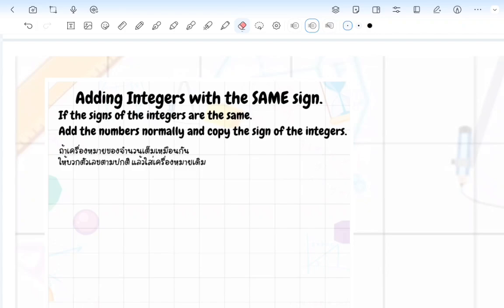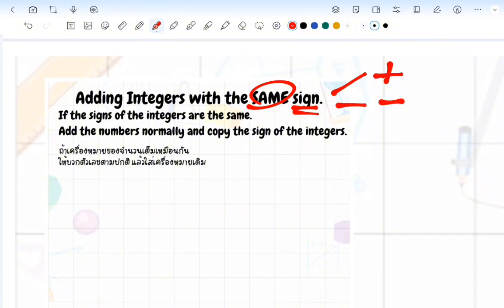Now in integers, we are going to do something like adding integers or subtracting integers, but let's go first with adding integers with the same sign. When we say same, it means that they are similar. When we say sign, we are talking about the positive and the negative signs in integers. So if the signs of the integers are the same, we're just going to add the numbers normally and copy the sign of the integers.